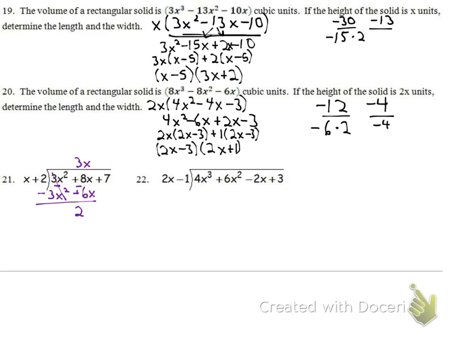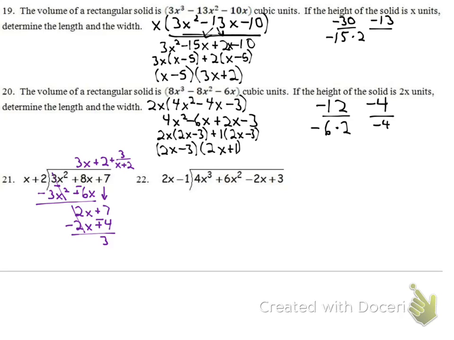I'm left with 2x, and I can bring down the 7 plus 7. Now, what would I do to x to get 2x? Well, I'd multiply by 2. So that gives me 2x plus 4, but we subtract it, so the first term is gone. I'm left with 3, so my remainder is going to be 3 over x plus 2. Now we move on to 22.